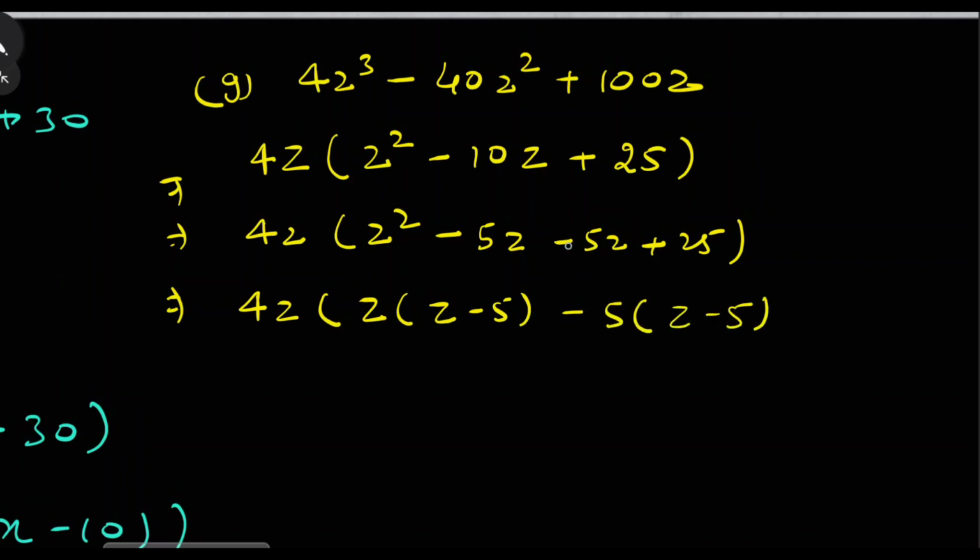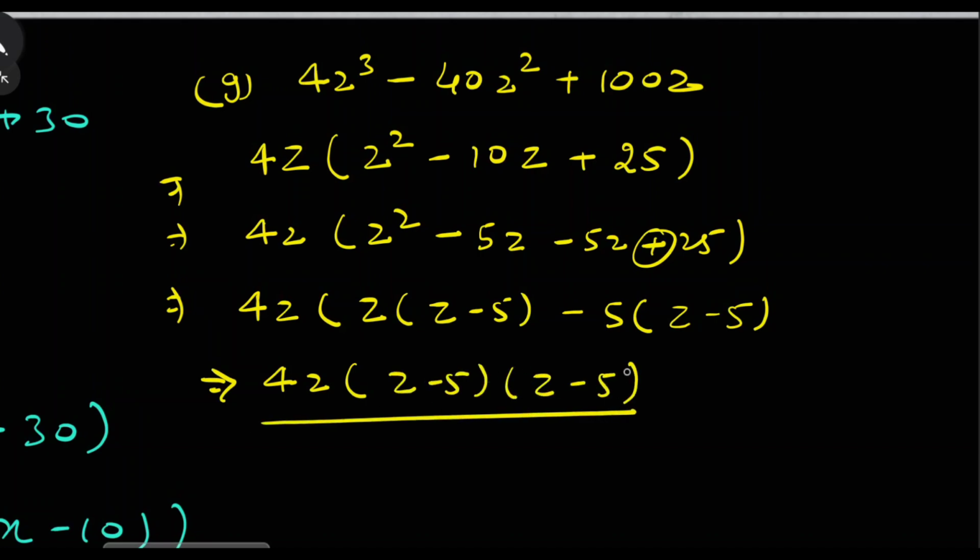minus 5. See here, we have taken minus 5 as a common, so minus will also be taken common from here. So you are left with 4z, z minus 5, and z minus 5. This is our answer.